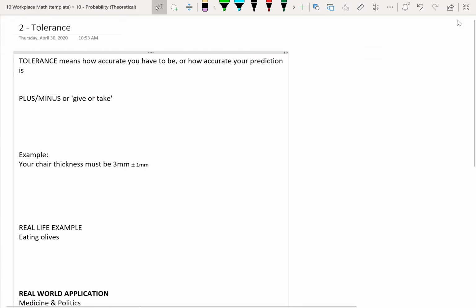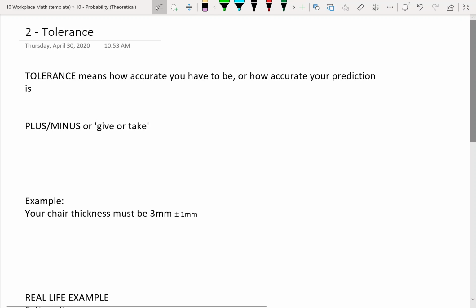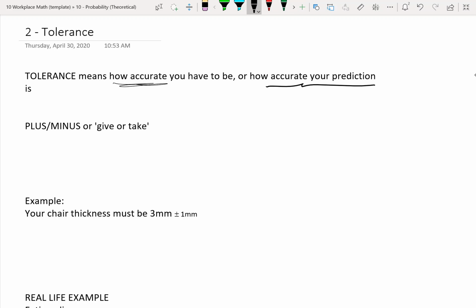All right. So we're going to talk about tolerance today. It's pretty quick and not as important as some of the other topics we're going to do. So tolerance basically means how accurate you have to be, or a way of measuring how accurate your prediction would be. So for example, let's say that you were predicting how much rain there's going to be tomorrow.